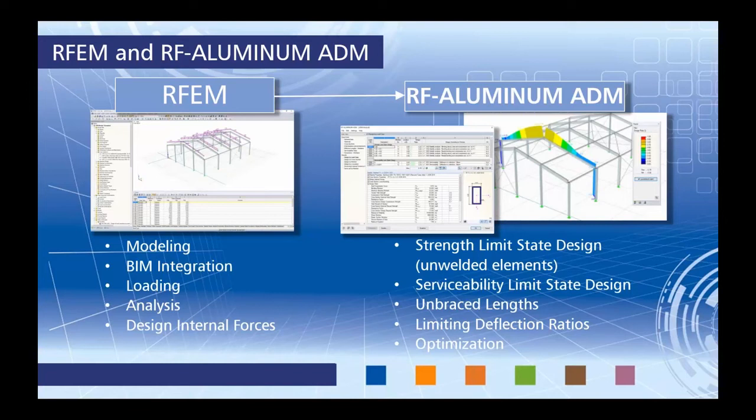Now within RFEM, we can also utilize the add-on modules such as RF-ALUMINUM ADM. This has anything to do with a specific standard and providing you that code check. So for today, for example, we will take a look at the strength limit state design for unwelded elements according to the ADM standard. But we can also check serviceability limit state design. And with those two design features, we will input a lot of other information specific to the ADM standard that we haven't already entered in RFEM, such as unbraced lengths, limiting deflection ratios, and lastly, we can optimize the members.